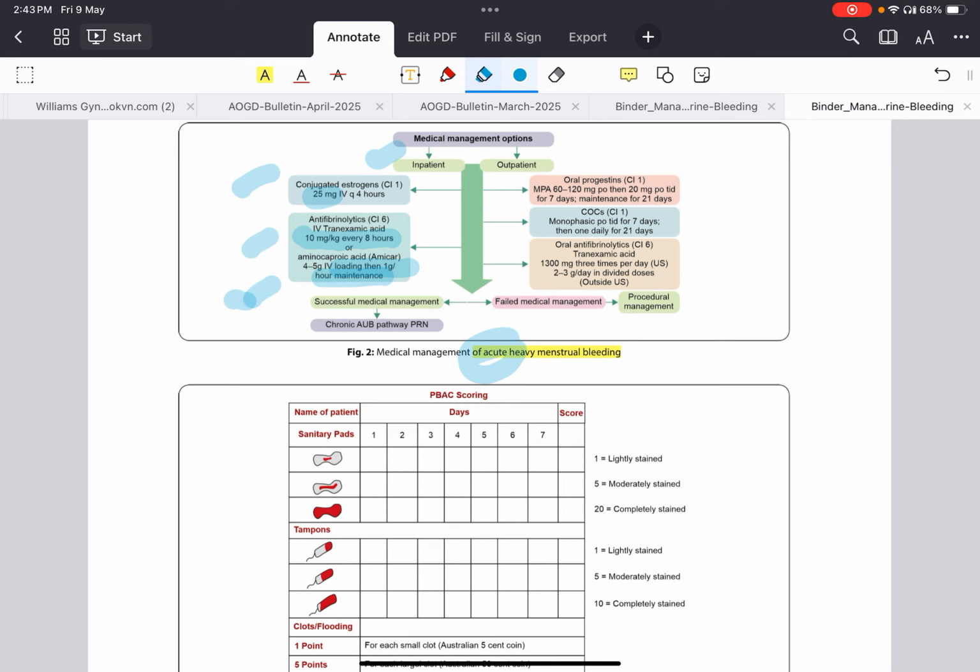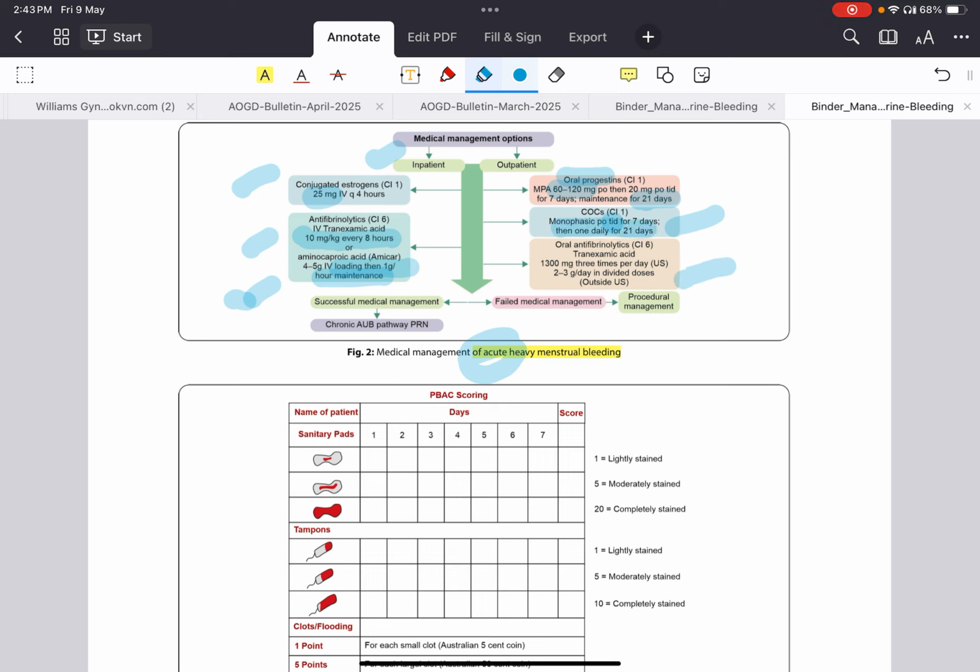For outpatient, you'll give medroxyprogesterone, 60 to 120 milligram. You'll give 20 milligram for 7 days and maintenance for 21 days. OC pills can be used, monophasic pills three times daily for 7 days, then once daily for 21 days. Tranexamic acid is also given.